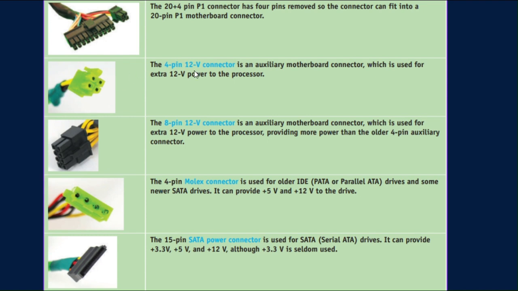Now the 4 pin 12 volt connector is an auxiliary motherboard connector which is used for the extra 12 volt power to the processor. This is the 8 pin 12 volt connector, an auxiliary motherboard connector which is used for the extra 12 volt power to the processor, providing more power than the older 4-pin auxiliary connector.